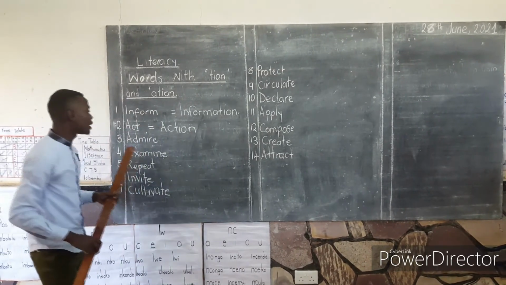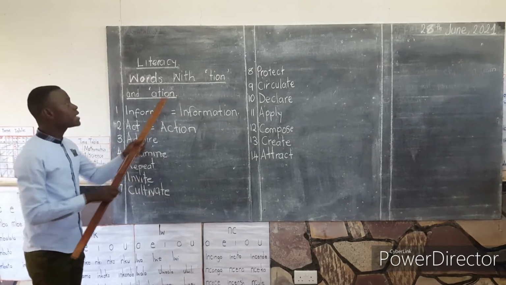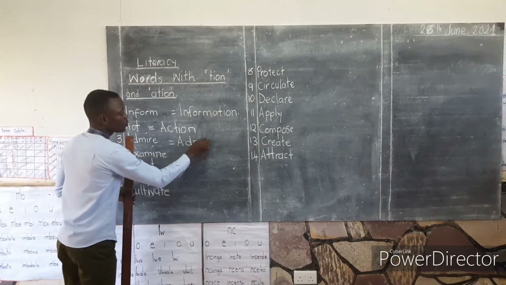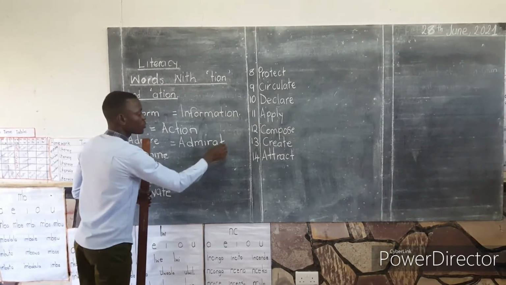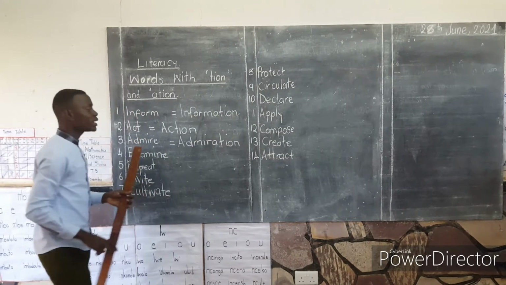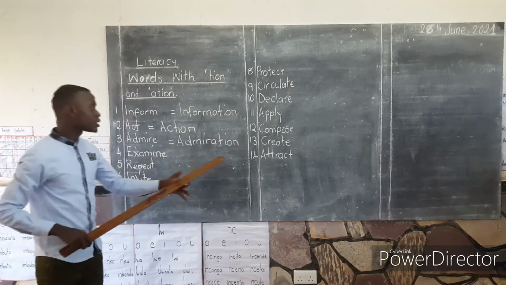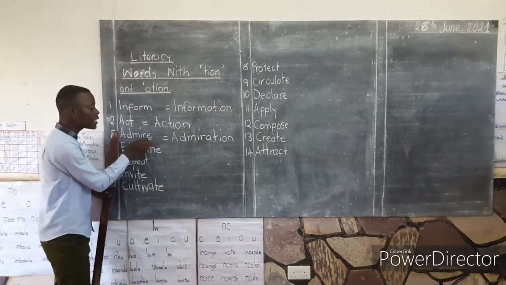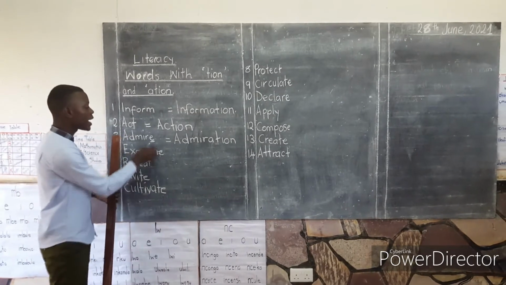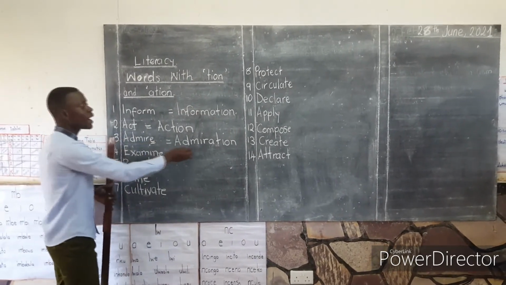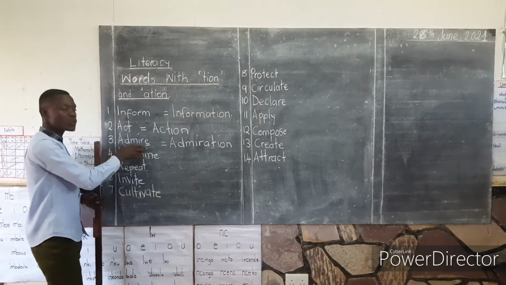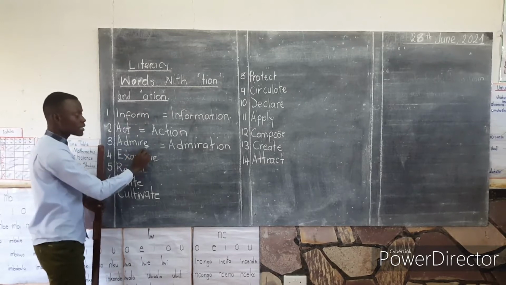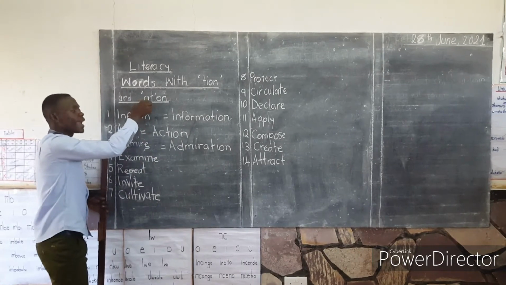We go to the third one, admire. When we add this ending, the word is read as admiration. Admiration. Here you can see that the letter E has been dropped, removed and replaced by A. So from this word admire, we add this ending, and where there is E, we replace it with A.